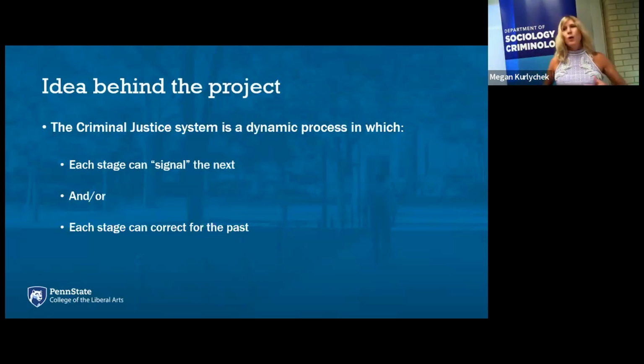Why is this important? Why did we want to look at the whole process versus one stage? Well, we know from a lot of the literature, especially in sentencing literature, we talk about signaling, how something someone did earlier on down the line can signal to another courtroom actor or a judge that a particular individual is particularly dangerous or not dangerous, and how that can play into the courtroom work group.